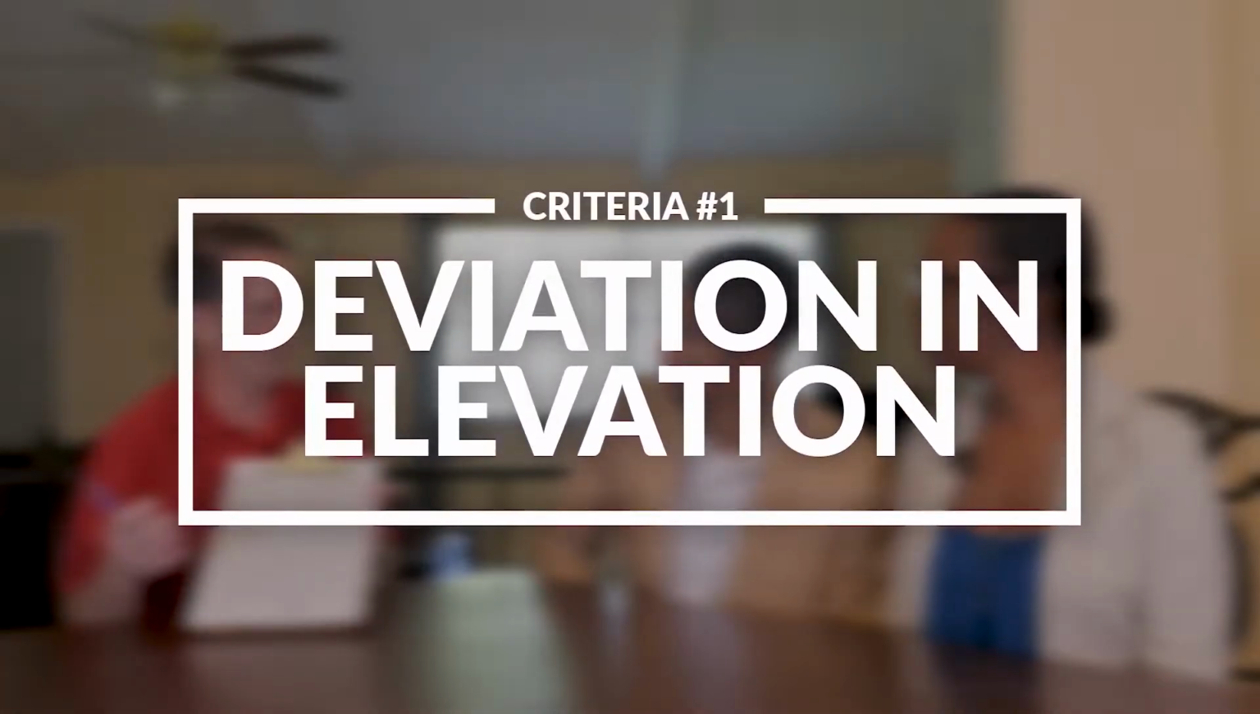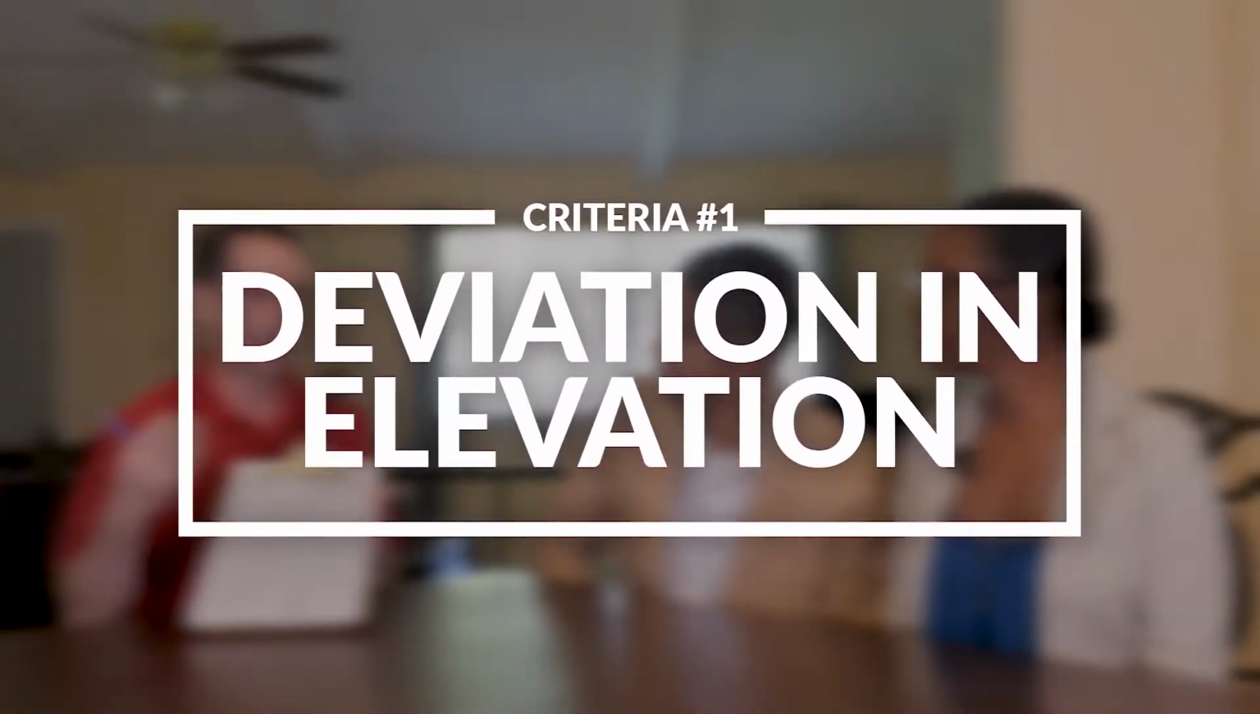First, I look to see if there's a deviation in the elevation pattern. A really easy example of that would be if I had a slab that was rectangular in shape, and imagine that 3/4 of that rectangular slab measures within 3/10 of an inch. And then the other quarter of the slab measures 2 inches down. That would be an example of a clear deviation. So that's criteria number 1.